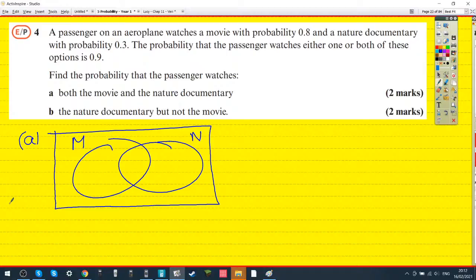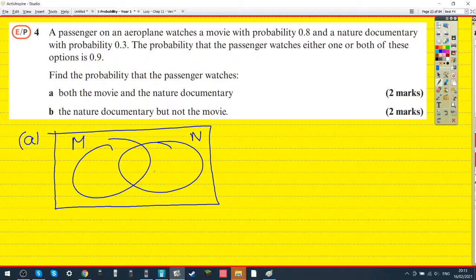Okay, so would you put 0.9 in the middle? I don't think so. The middle is both. Either one or both. I think all three of those would add up to 0.9. Okay. So would you put 0.8 in the movies and then 0.3 in the nature documentary?